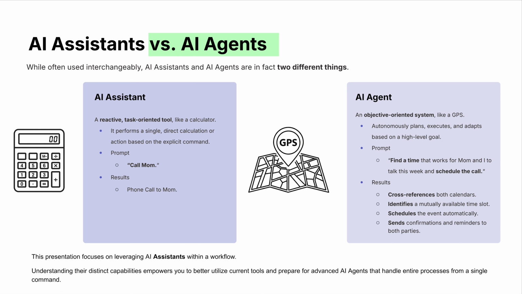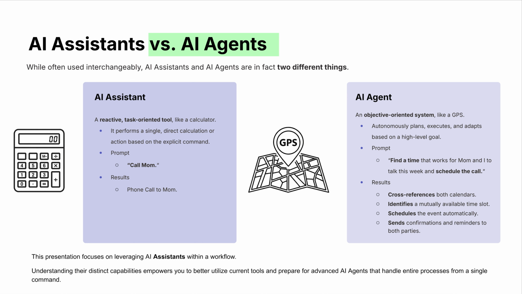It is common to hear the terms AI assistant and AI agent used interchangeably, but it's important to clarify that they are fundamentally different. The simplest way to grasp this distinction is by comparing a calculator to a GPS navigation system. An assistant is like a calculator. It's a powerful tool that waits for a specific problem and then executes a single, direct calculation. You give the assistant a command like, "Call mom," and it performs that one action immediately. It is reactive and task-oriented.